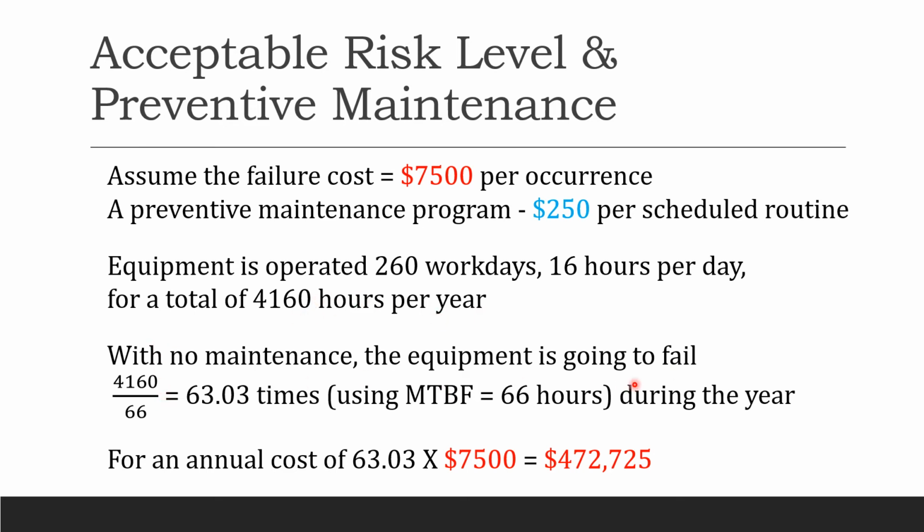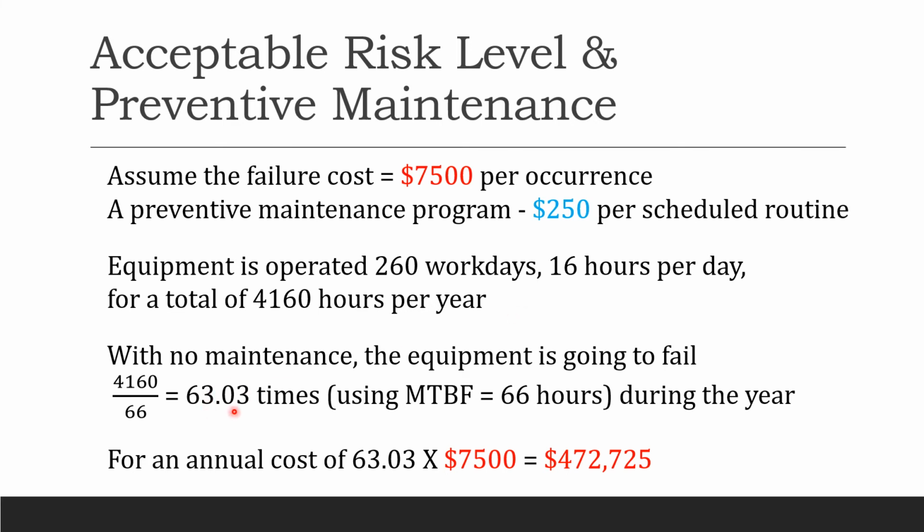So let's calculate when it is going to fail. You have a total of 4,160 hours divided by 66. So that's the operation time at failure. That's the mean time between failure. So in 66 hours the equipment will fail. We are running 4,160 hours a year. So how many times will the equipment fail without maintaining it? It will fail 63.03 times within a year.